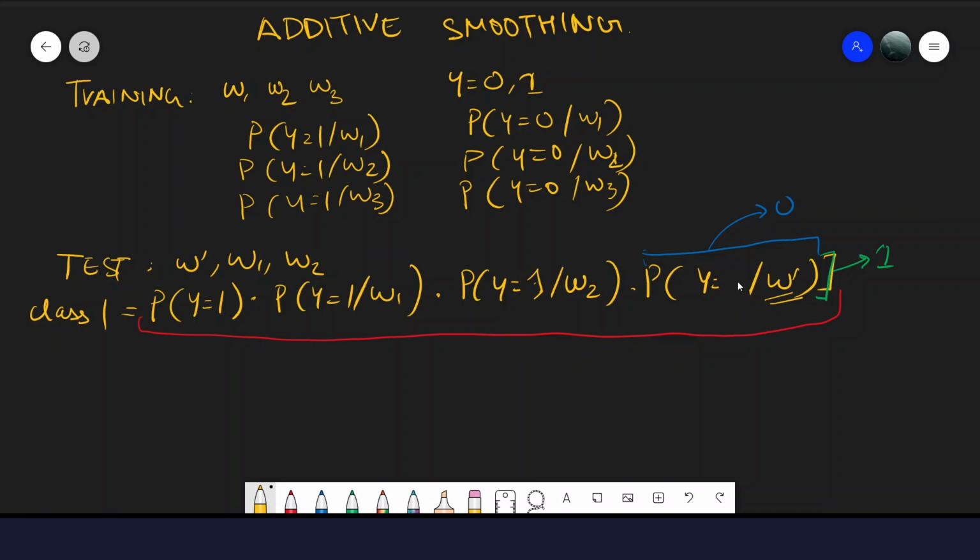I'll explain what that is in a minute. I'm sorry that I wrote 2 and 3 over here. This is supposed to be 1. There are only two classes, 0 and 1.